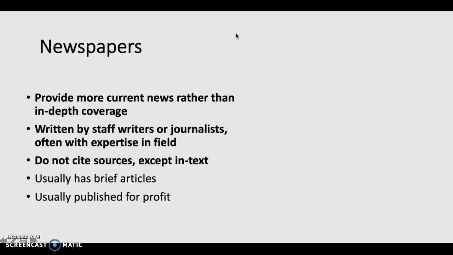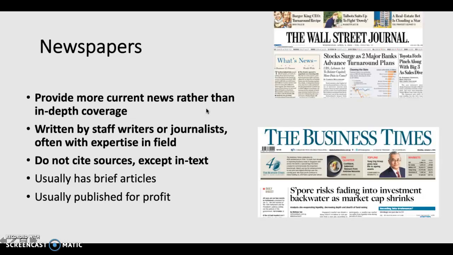So our last type of resource that we're discussing today is newspapers. And newspapers are very important because this is what you use to find out what's going on right now in the moment. The most current information is in newspapers. So keep that in mind when you're really trying to find out exactly what's happening right now, today. The most current news rather than in-depth coverage that you get in those other resources. And these are examples: the Wall Street Journal and the Business Times. Of course, Financial Times and New York Times are really good examples of newspaper sources, particularly for business information, but general information as well.